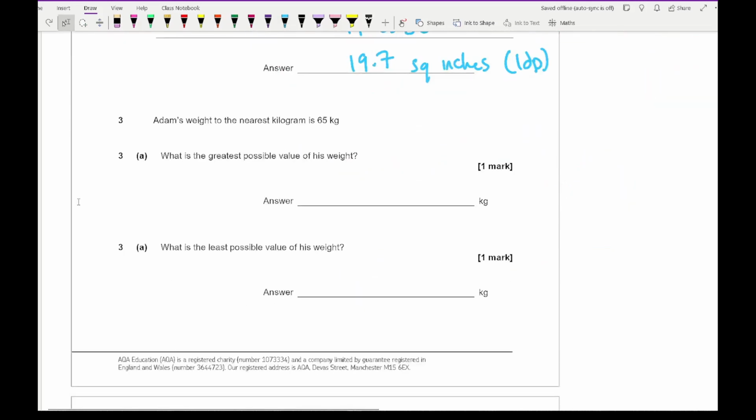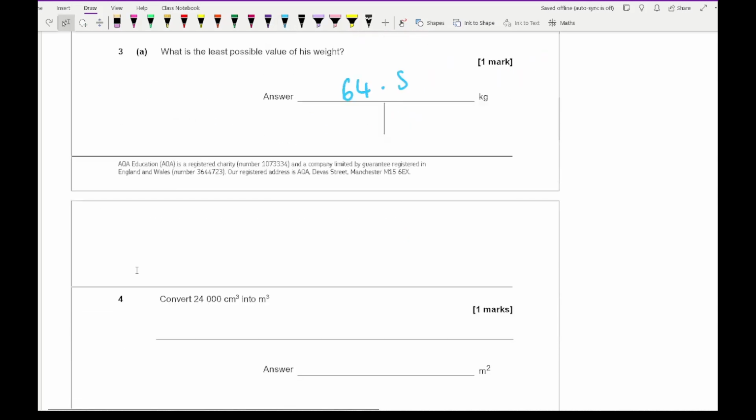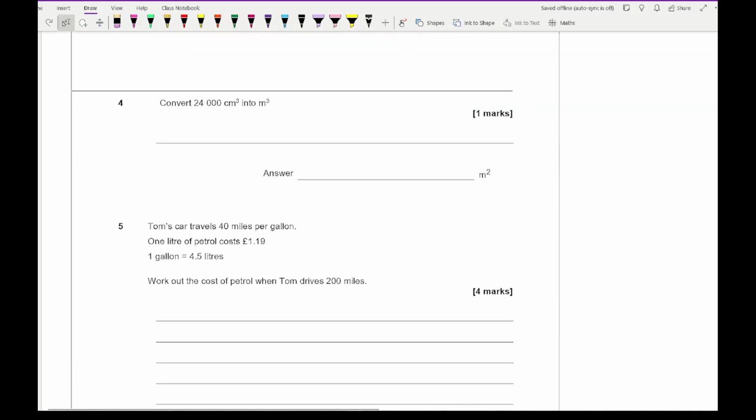For question 3, it says Adam's weight to the nearest kilogram is 65 kilograms. What is the greatest possible value of his weight? So for this, looking at it in terms of rounding, I've got 1 kilogram, so divide that by 2. So I'm going to add and subtract half a kilogram. So here I've got 65 plus and minus 0.5. For the greatest possible value, I need to add it, so that's going to be 65.5. And the least possible weight is where I take it away, so it's going to be 64.5.